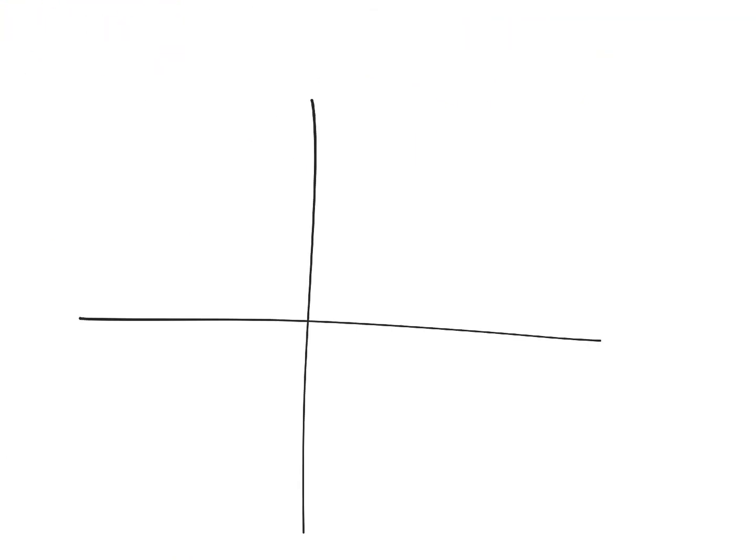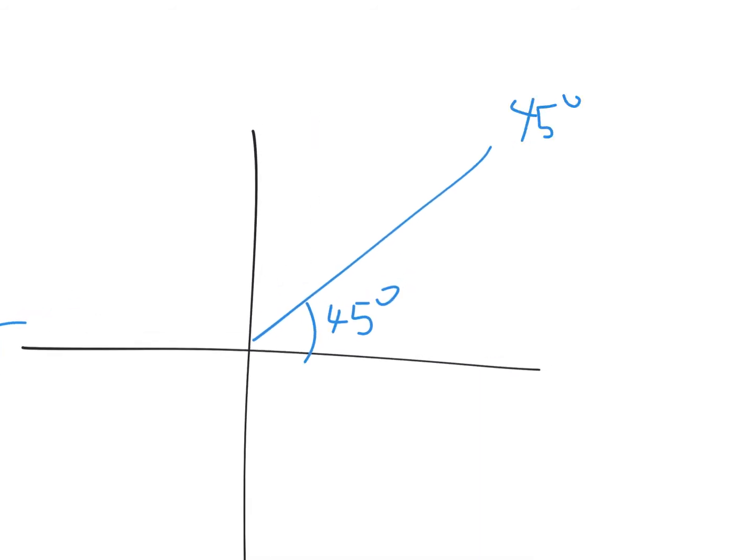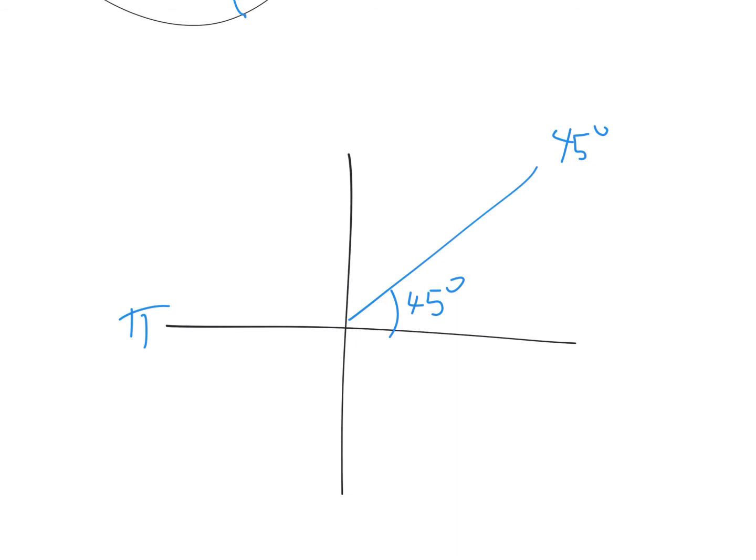All right, let's see if you're really understanding that. Here's where pi is. What do you think that is? I'm trying to make a 45-degree angle here. So I could say it's 45, but it's pi over something. It's a fraction of pi.